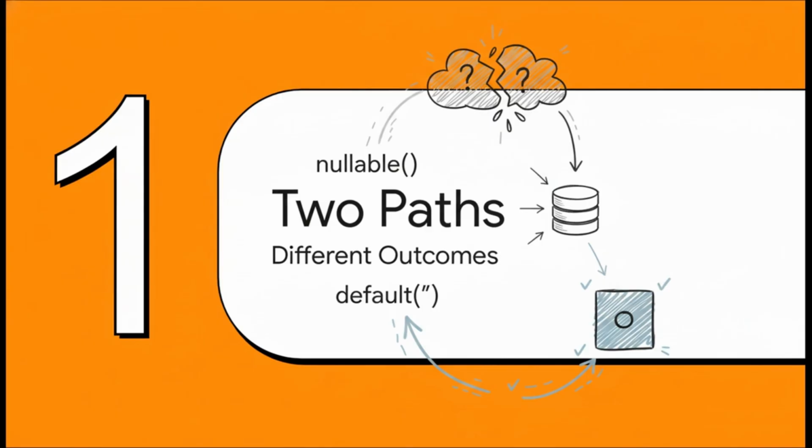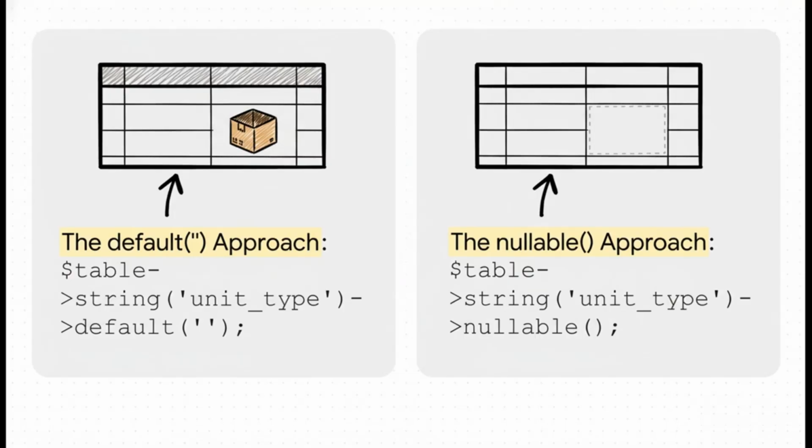I mean, they look kind of similar in our migration file, but under the hood, yeah, they are worlds apart. Okay, so on the left, we've got the default empty approach. This is basically telling our migration, hey, create this column and it cannot be empty. But if a value isn't provided, just stick an empty string in there for me. On the right, nullable is way more explicit. It's telling the database, you know what? It is totally fine if this column has no value whatsoever.